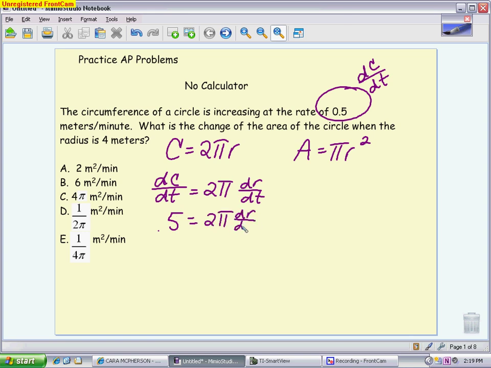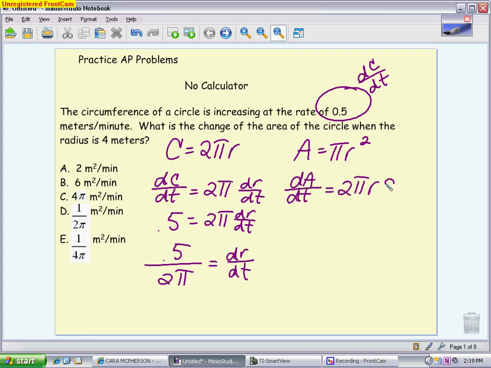I do not know dr/dt, but that's the only thing left, so that's what I'm finding. I'm going to divide both sides by 2 pi, and so I'm going to write my dr/dt, and it's going to look a little funny here, but I'm going to write it as 0.5 over 2 pi. You could simplify it, but I don't have a calculator that I can use, so I'm just going to leave it as is. Next thing I'm going to do is I'm going to go over to my area function, and I'm going to derive that. So I have dA/dt equals 2 pi r dr/dt.